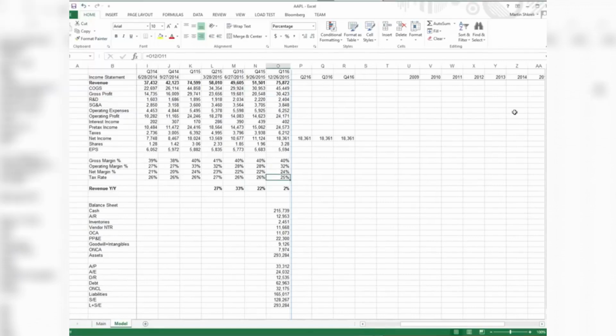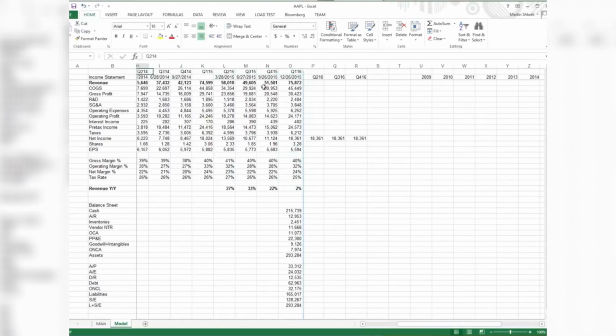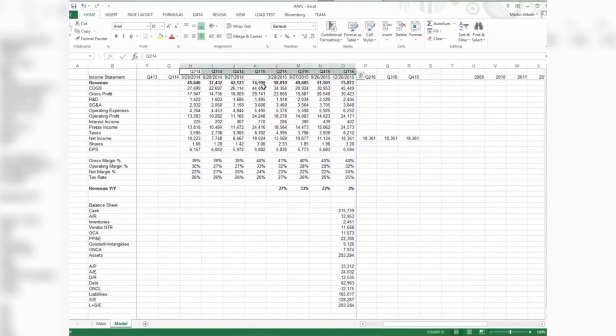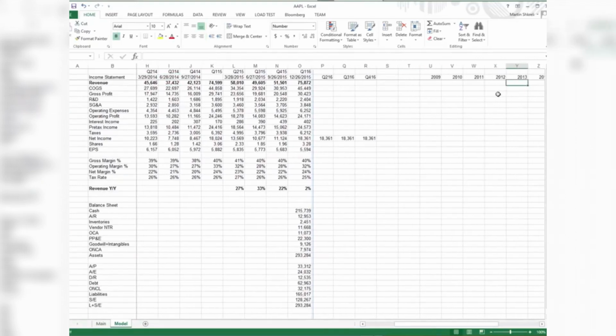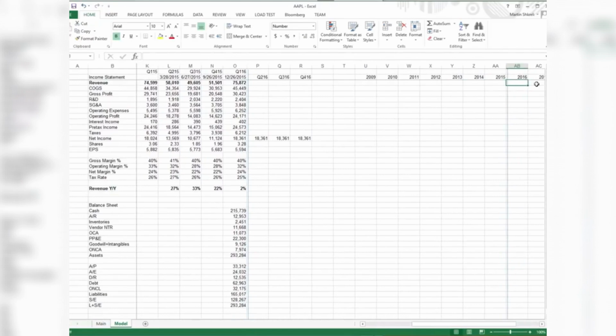All right. So now we've got, let's see. We've got 8 quarters of data for Apple. That was easy. We did that in what, like 5 minutes? Super easy. Well, now we're going to do the fiscal years here. So fiscal year 15 is the year that ends in 9/26/15.